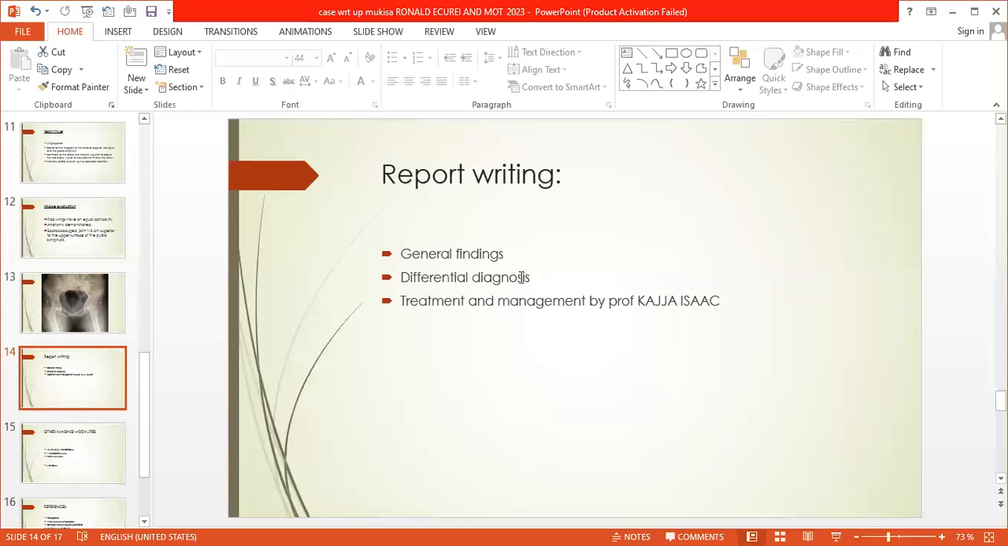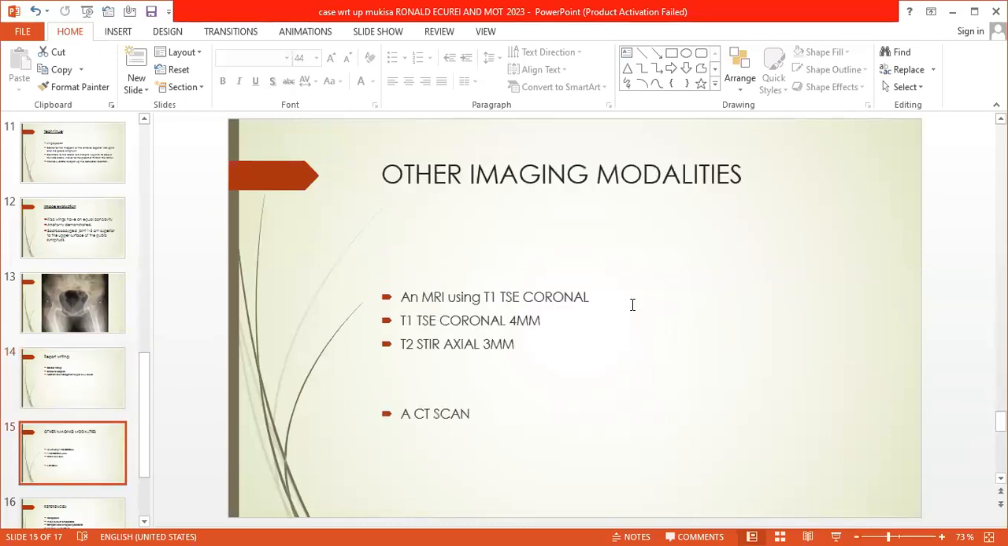And treatment: they managed this patient by doing a total hip replacement for both hips, which was successful.